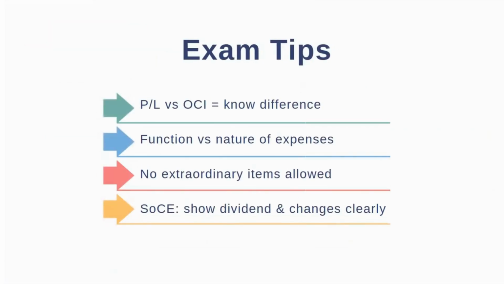Okay, now let's look at the exam tips for financial reporting. You need to know the differences between P&L and other comprehensive income, first of all. Then you need to know how to classify the operating expenses by function and nature of expenses. And also no extraordinary items are allowed. For the statement of changes in equity, you should show the differences and changes clearly. Show the dividend clearly. So please remember that dividends should not go through P&L. They always go through the statement of changes in equity as part of contribution to shareholders and a decrease in retained earnings.